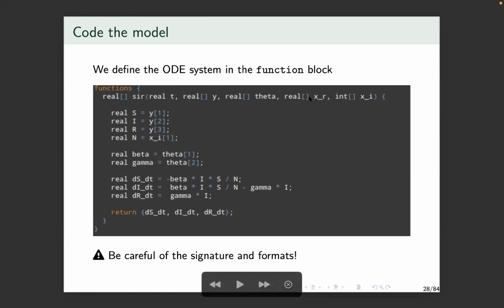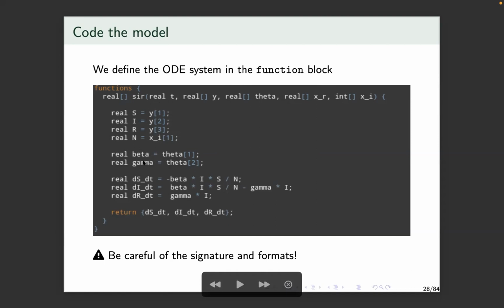Then the x_r, we will provide all variables which will be used in the ODE which are of real nature, and x_i, we will provide all variables which will be used in the ODE which are integers. And then having those y, theta, x_r, x_i, we extract out of those arrays the values which we need. So we extract the initial state of the SIR compartments, as well as parameters beta and gamma.